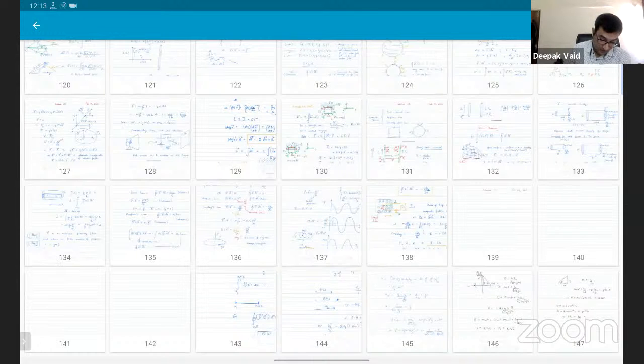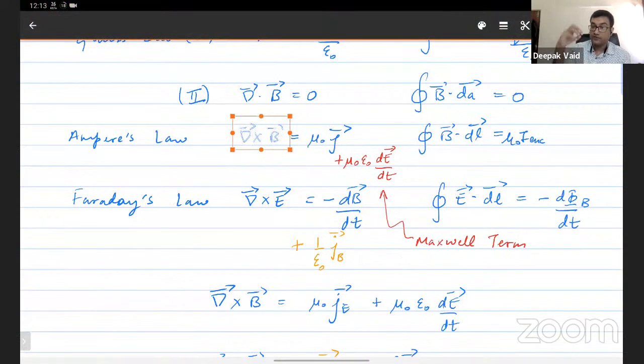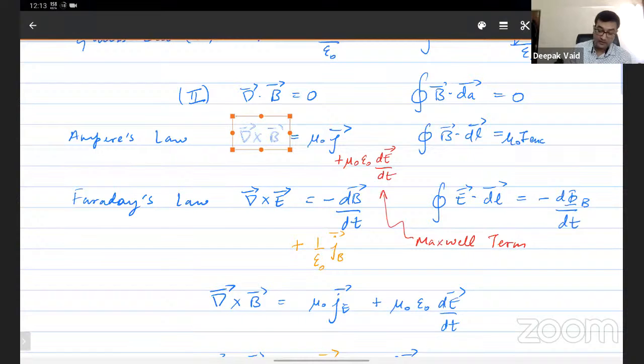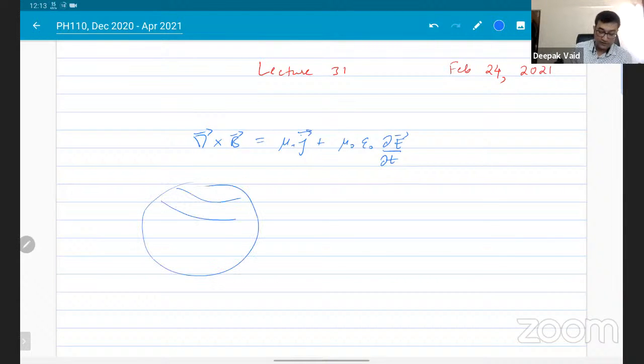If you take this quantity and calculate the flux of this quantity through any closed surface, what will you get? You will always get zero. Why? Because of the flux of this quantity through any closed surface. So let's look at that again. I have the curl of B equal to mu naught J plus mu naught epsilon naught dE/dt.